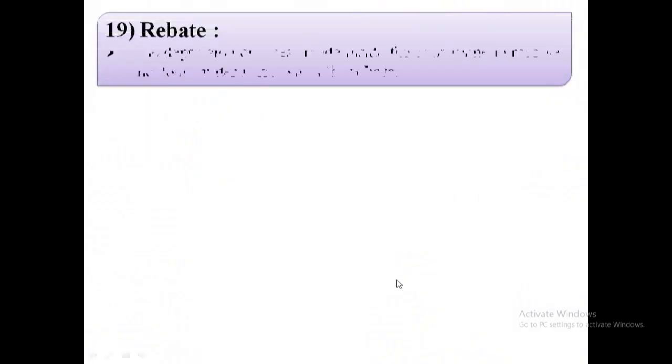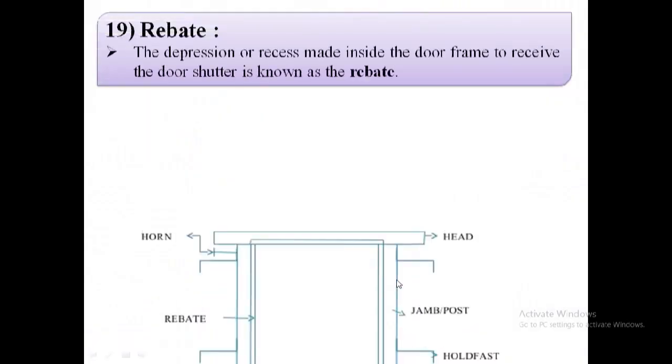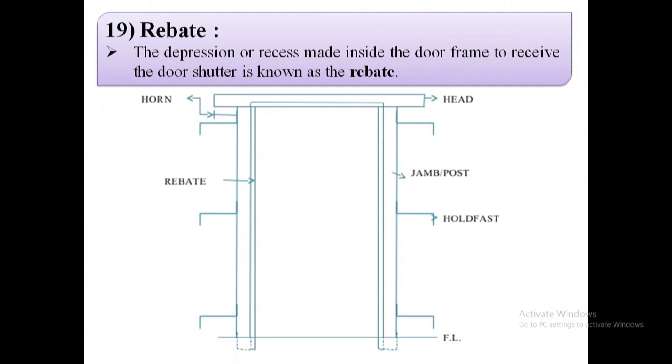Next technical term is rebate. The depression or recess made inside the door frame to receive the door shutter is known as the rebate. So, in this image you can see this one is the rebate, which is the depression or recess made inside this door frame, to receive the door shutter is known as rebate. So, in this image you can see this one is the rebate.